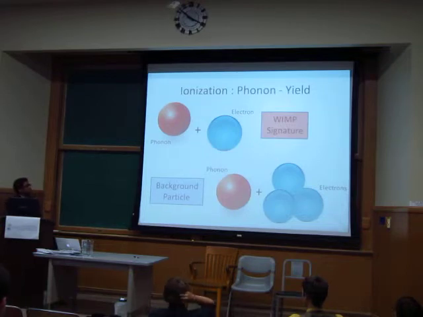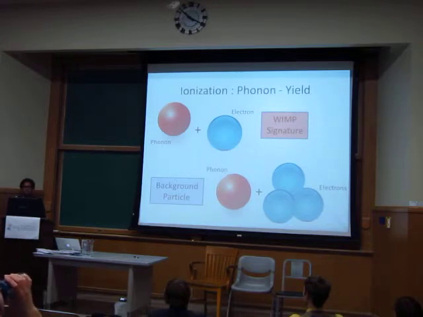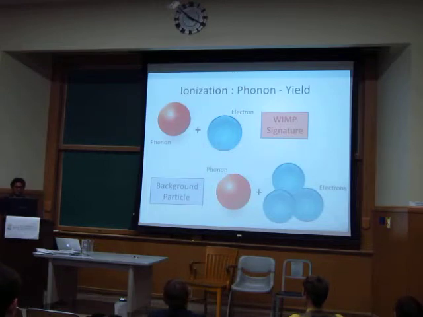And so we look for these WIMP signatures, these ionization and phonon yields. The WIMP signature for that is, for every one phonon that you get, one electron goes along with it. And that's sort of indicative of a WIMP interaction. And all the other background interactions that we don't care about look like 3 electrons for every phonon that you get.